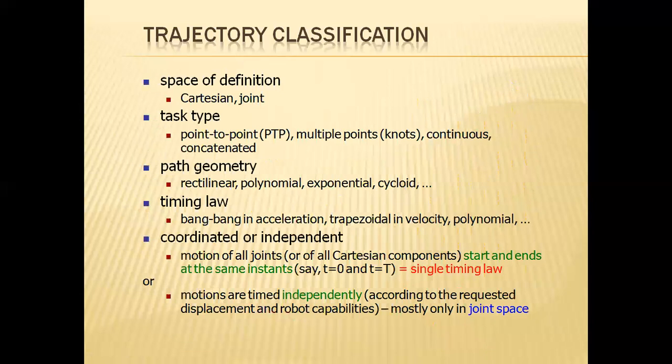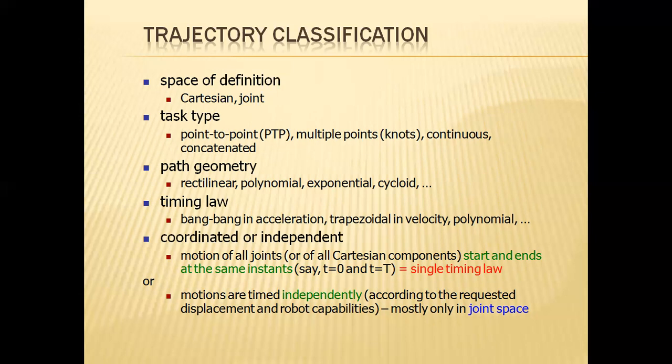So trajectory classifications: in how many ways has the trajectory been classified? First one is the space of definition, nothing but Cartesian and joint. Cartesian, in the sense of moving in a particular section with straight line motions. These straight line motions will be analyzed only by this Cartesian coordinate system, which involves only the prismatic joints.